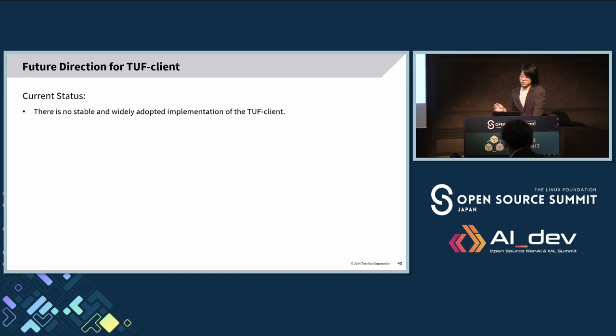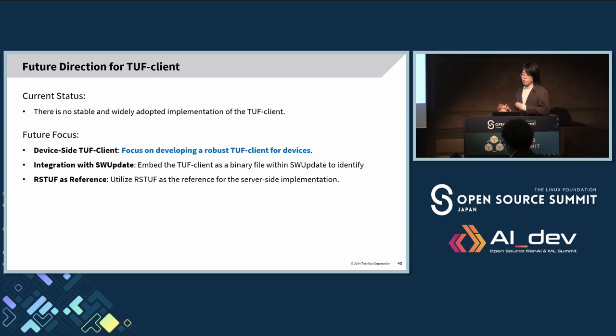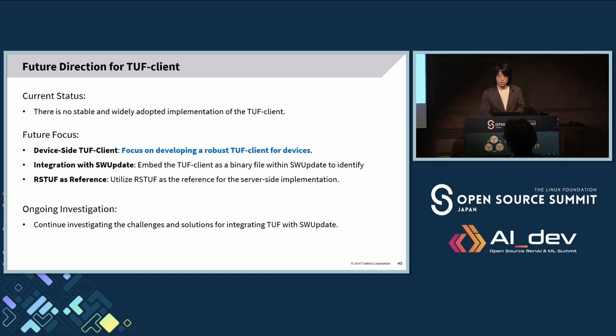I'll talk about the TUF client. Currently, there is no stable, widely adopted implementation of a TUF client on the device side. This is an important gap we need to address. A strong TUF client is essential for secure device updates. Our primary goal is to develop a TUF client, especially for embedded devices. We plan to embed this TUF client as a binary within SWUpdate. On the server side, RS TUF will serve as our reference metadata server. We will continue exploring the challenges and solutions for integrating TUF with SWUpdate, working to make the system secure and scalable as we move forward.